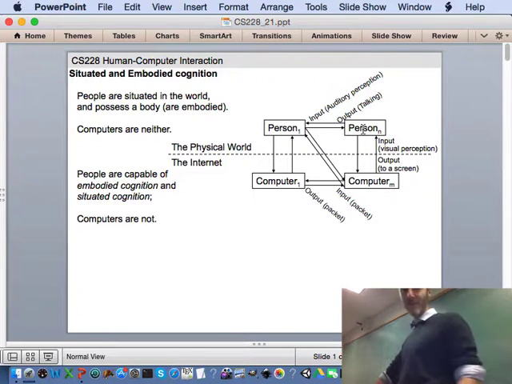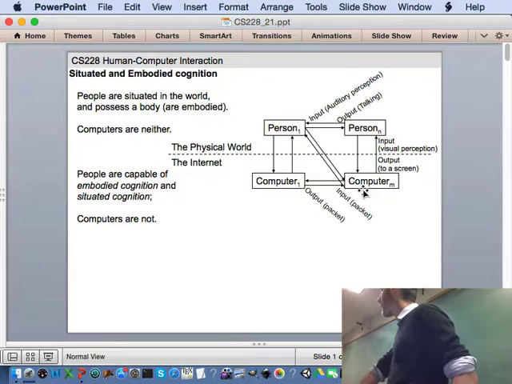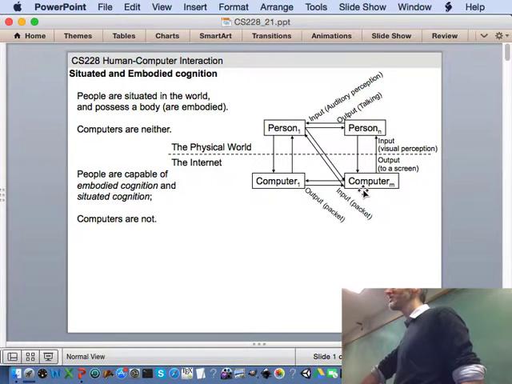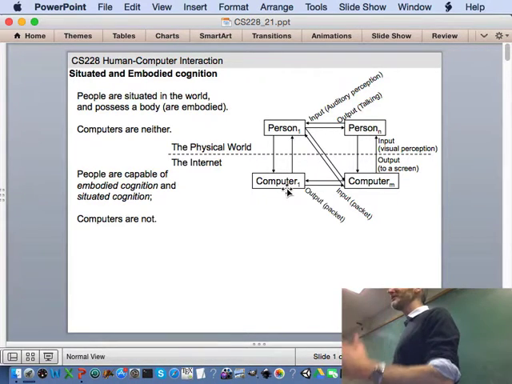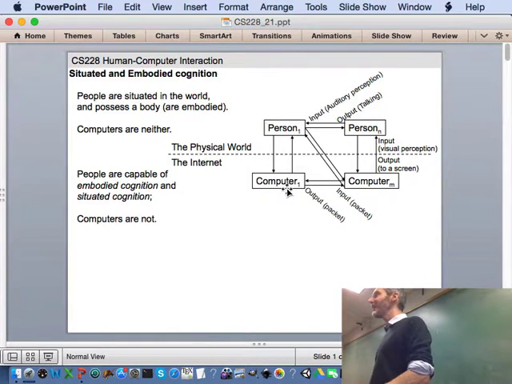It's immediate. That is very different from computers, which are neither embodied nor situated. So a computer might output a packet, and it might travel across a wire. Computer one may then collect that packet at its leisure, right? There isn't this immediacy or this real-time feedback that exists in the physical world.